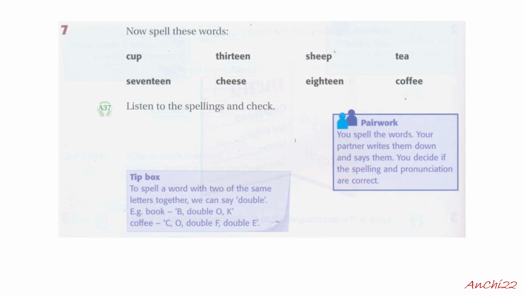17. S, E, V, E, N, T, double E, N. Cheese. C, H, double E, S, E. 18. E, I, G, H, T, double E, N. Coffee. C, O, double F, double E.